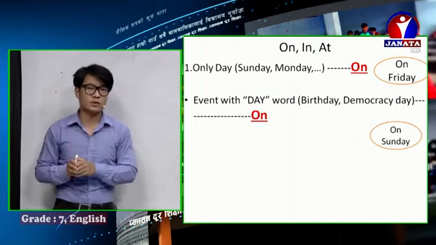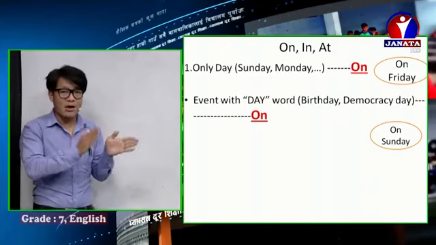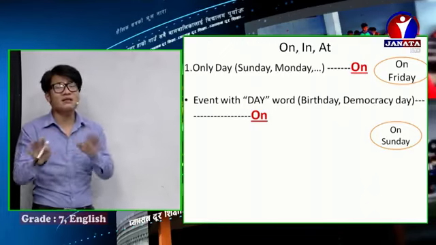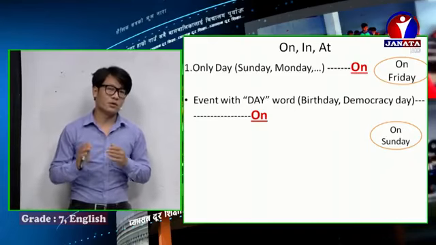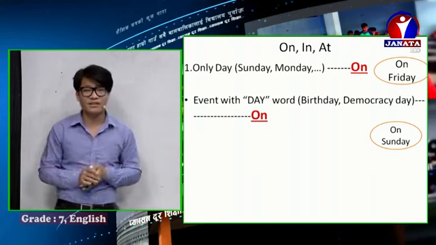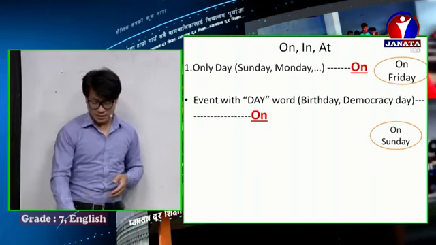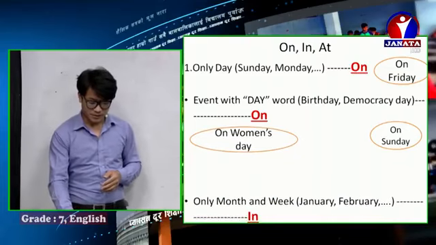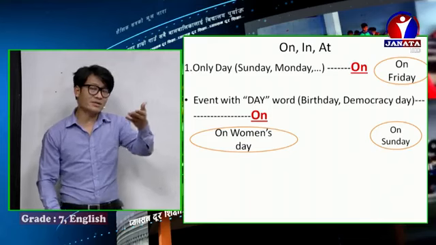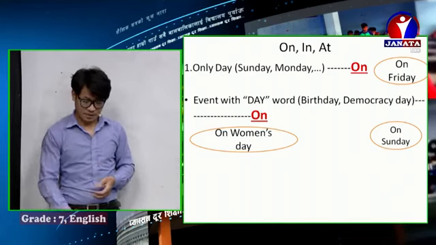Then we should use the preposition on, like Women's Day, Parents' Day, because Parents' Day is not a festival. Democracy Day is not a festival. So birthday also is not a festival. So we use the preposition on. Example: on Women's Day, on Parents' Day, on birthday, like this.